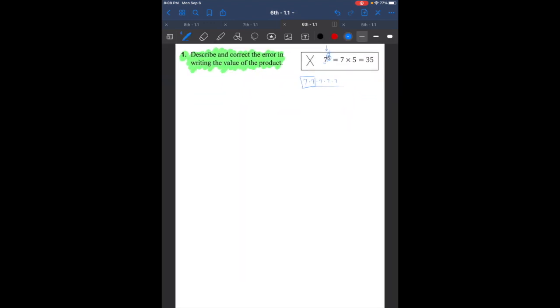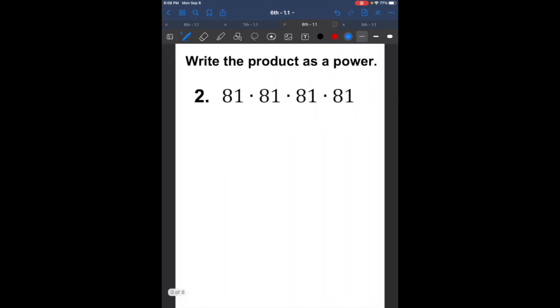Alright, and that is question number 1. Please make sure you have this written down. Question number 2, it says write the product as a power. So we want to take our number, so we have 81, and we want to know how many exponents we need to have. So we got 1, 2, 3, 4, so that's 81 to the 4th power. Alright, rock and roll. Let's move on to number 3.